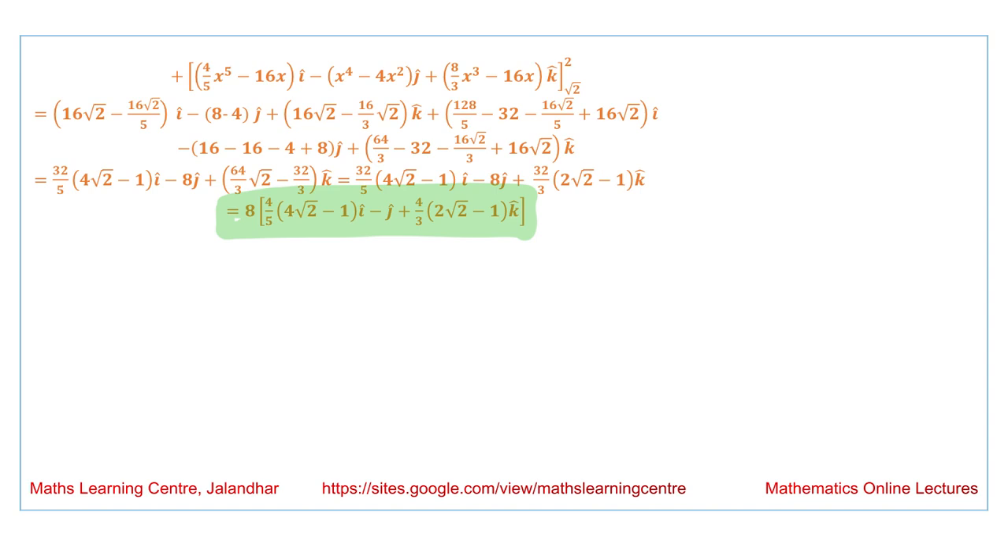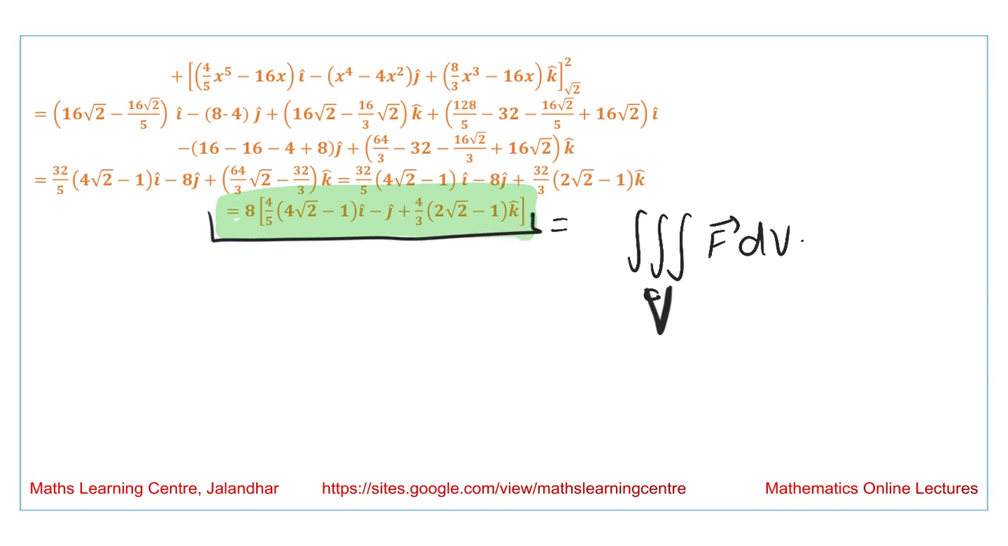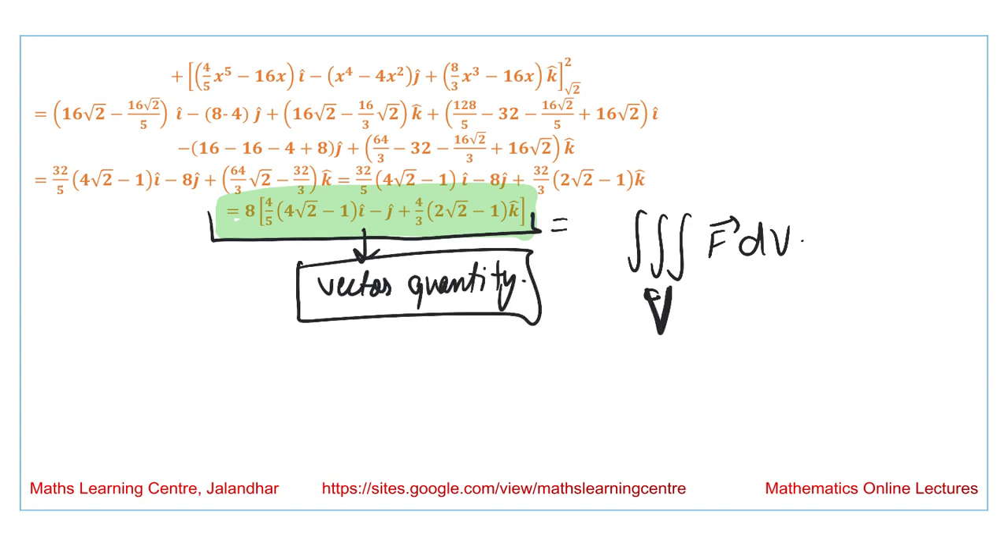So this is the value of the triple integral of f vector dv over the volume V. Now it is important to note that this answer we have over here is a vector quantity. It is not a scalar quantity.